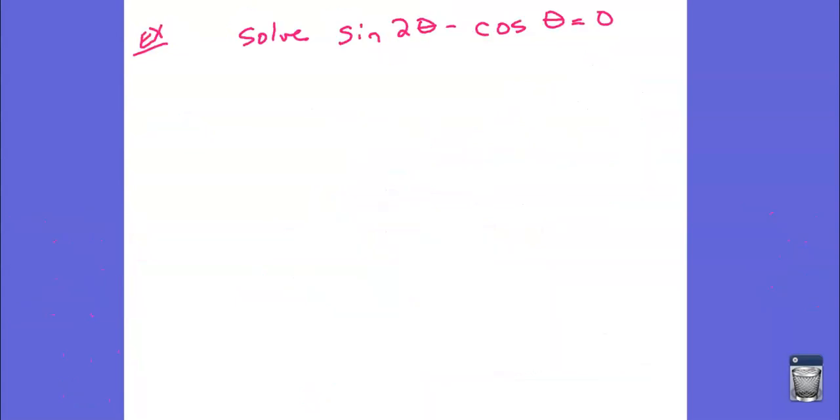All right, so let's look at another example. So here I have sine 2 theta minus cosine theta. So again, you've got to think of your trig identities that might help you out a little bit. And notice, if you look at the trig identities for sine 2 theta, we're going to make that substitution. So this would be 2 sine theta cosine theta.